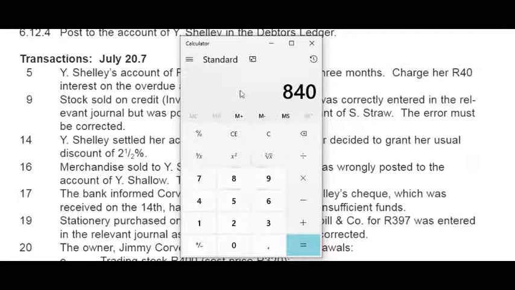Okay, so she's settling her account. In other words, at the end of the day, she's not going to owe us anything but we are giving a 2.5% discount.